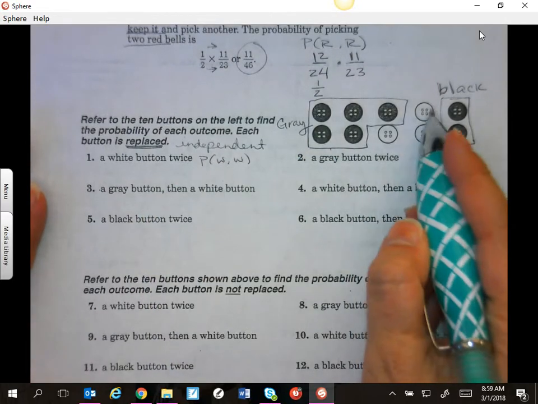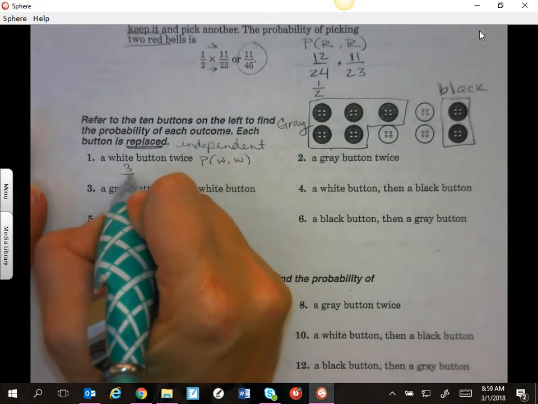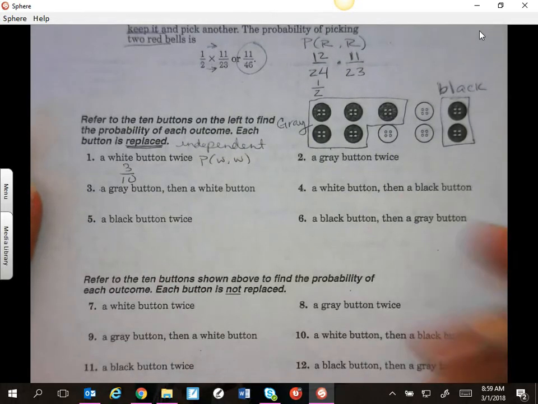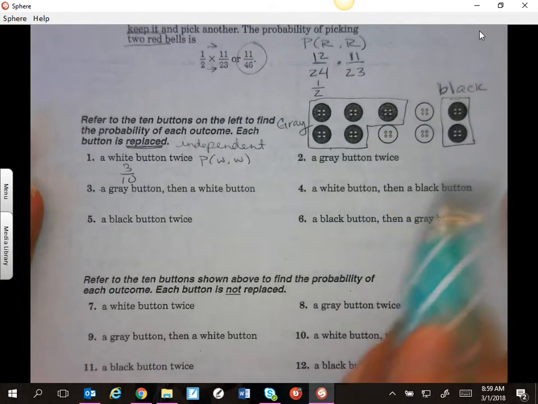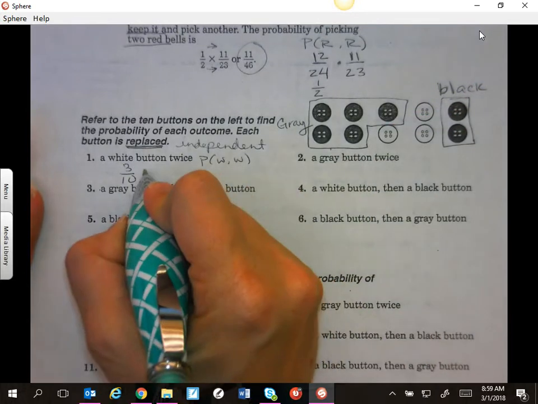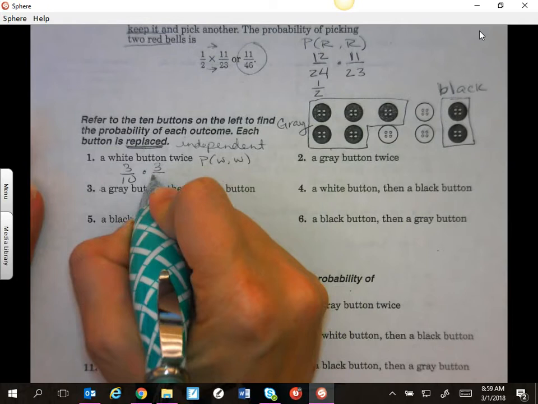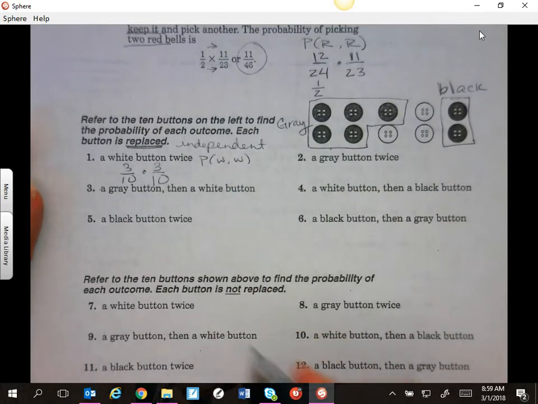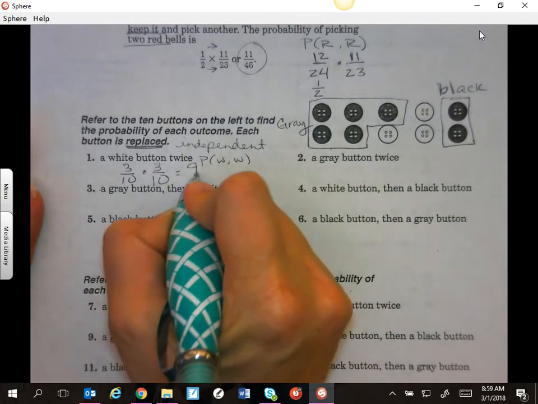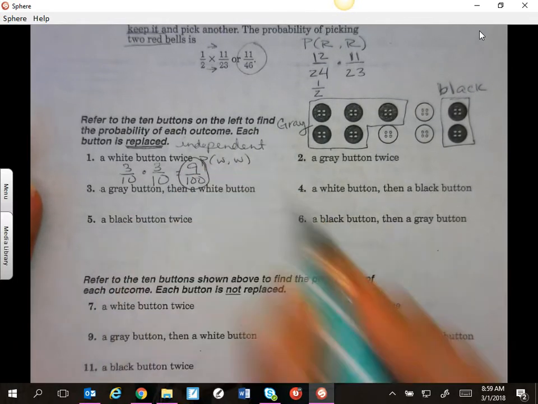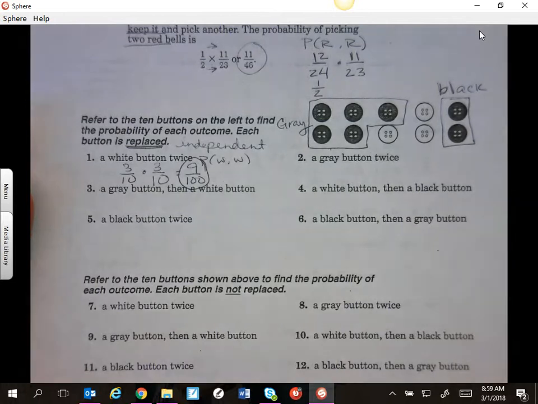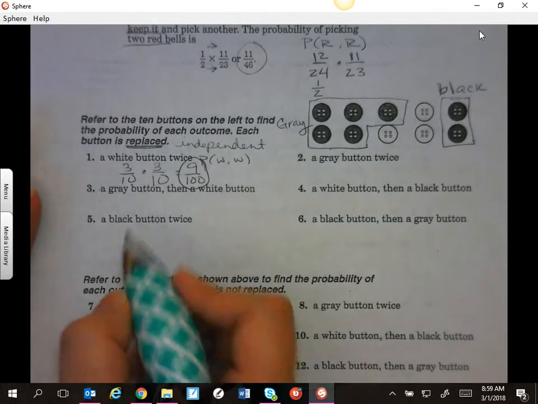Well, 3 out of 10 are white. Even if we pick a white button, we have to put it back because it says we're replacing it. So the second time we draw, there are still 3 white buttons out of 10. Top times top, bottom times bottom. That means out of 100 times doing this experiment, we would get white, white 9 times. Okay? I'm not going to do all of these examples. We're going to just do these.